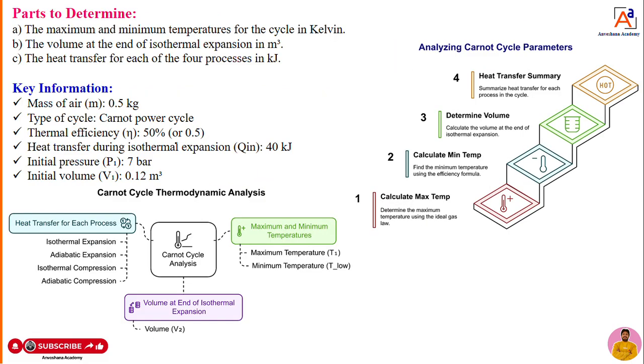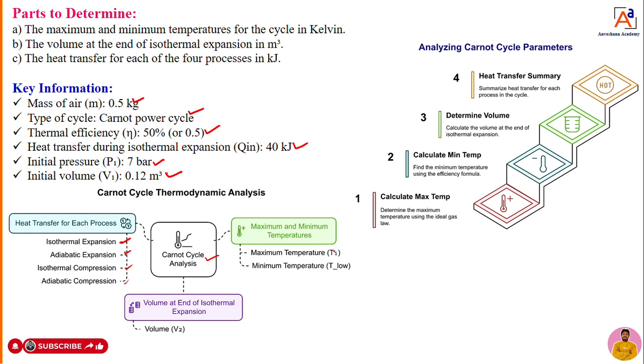So now, once again in quick recall, what all things has he given? Mass he has given, Carnot cycle he has given, efficiency of that Carnot cycle he has given, the heat supply during isothermal expansion he has given, initial pressure he has given, volume he has given. As I told, there are 4 processes that you can see here now. This is a Carnot engine.